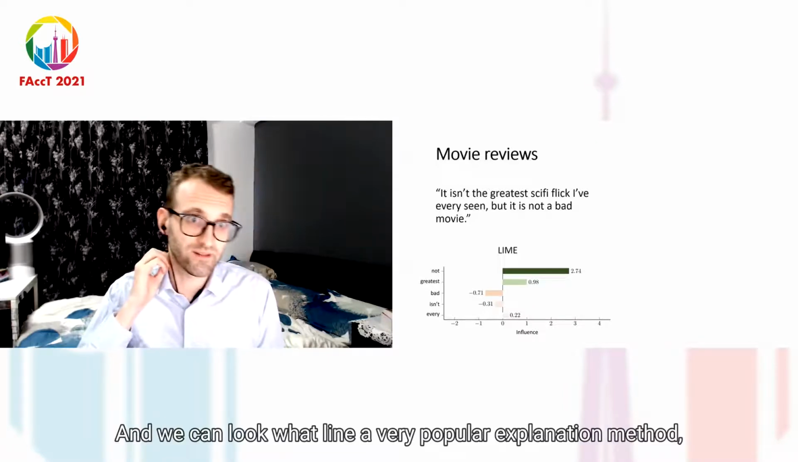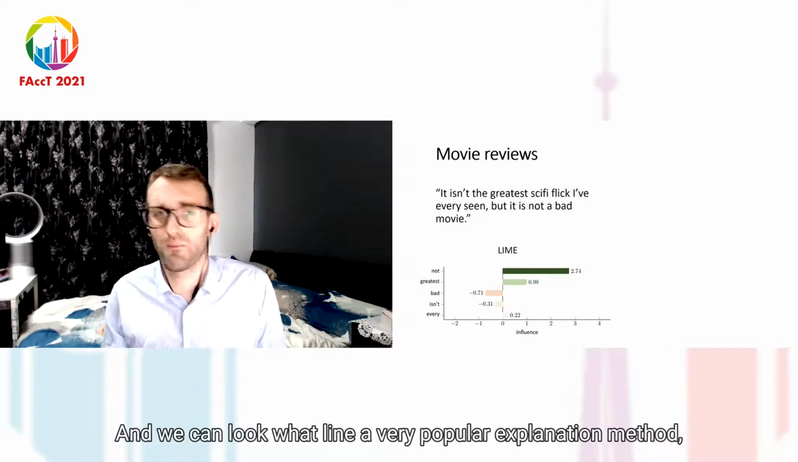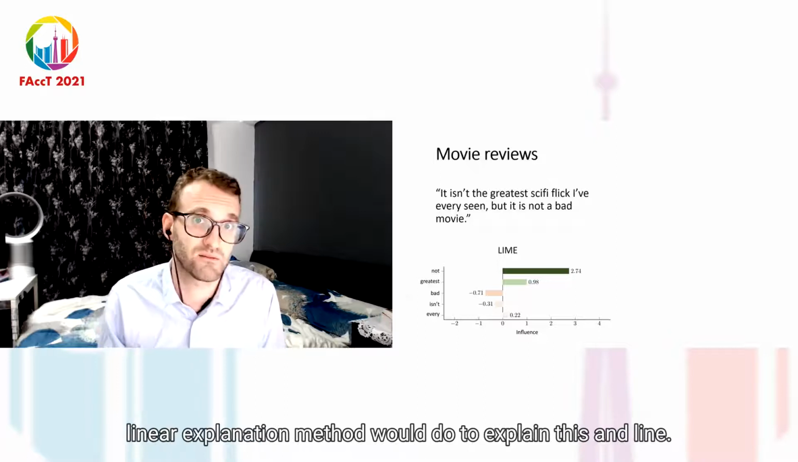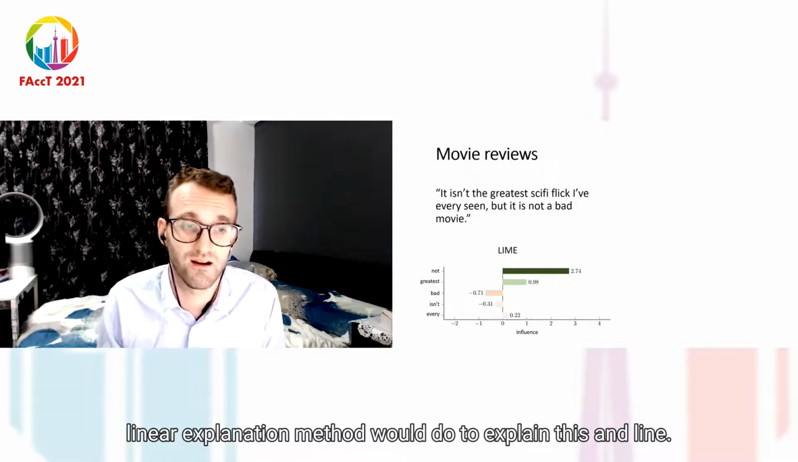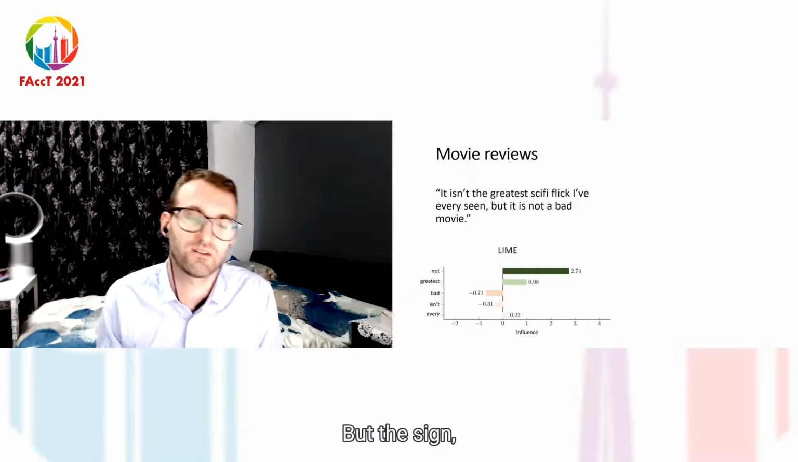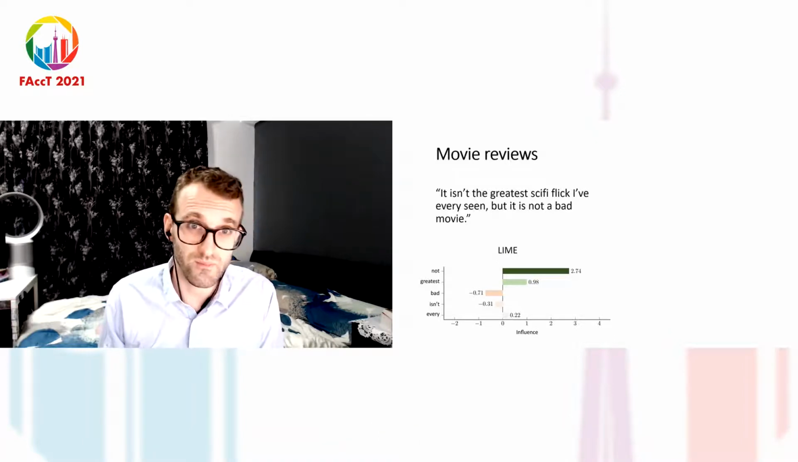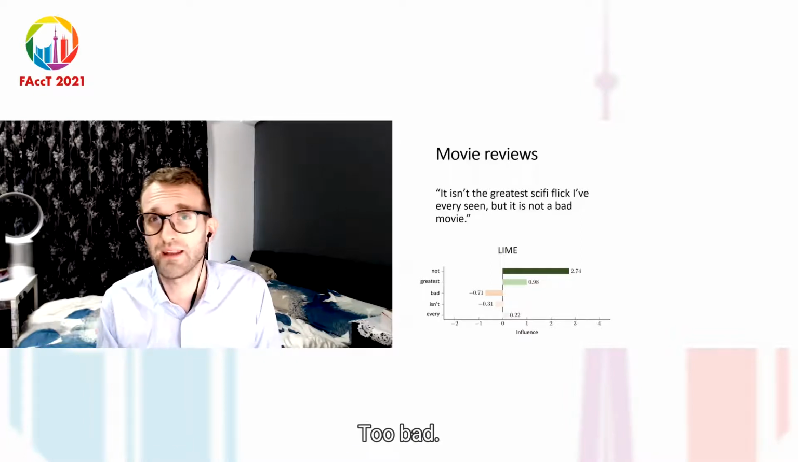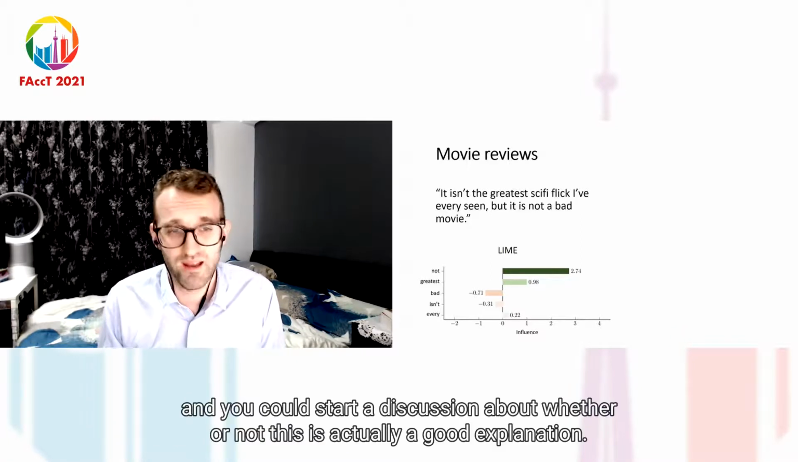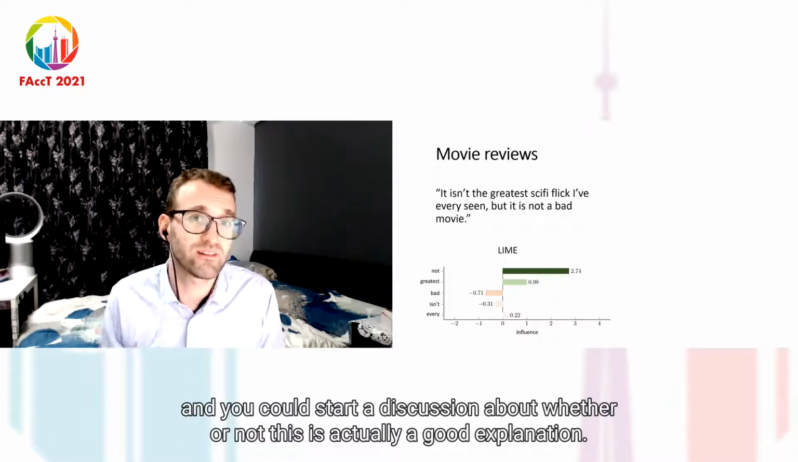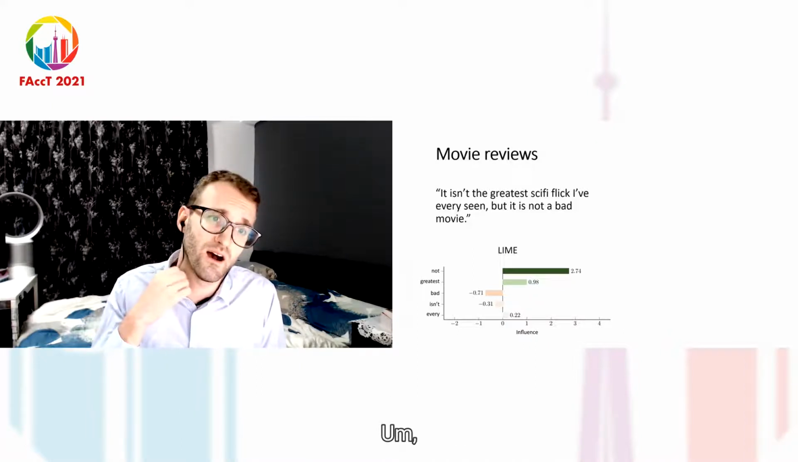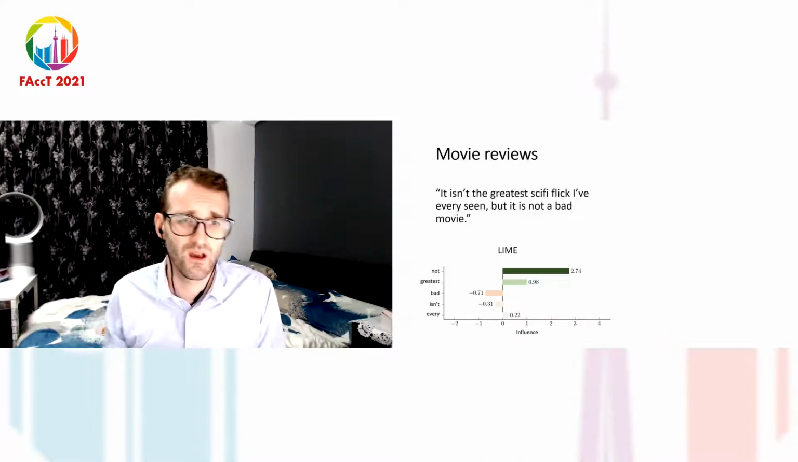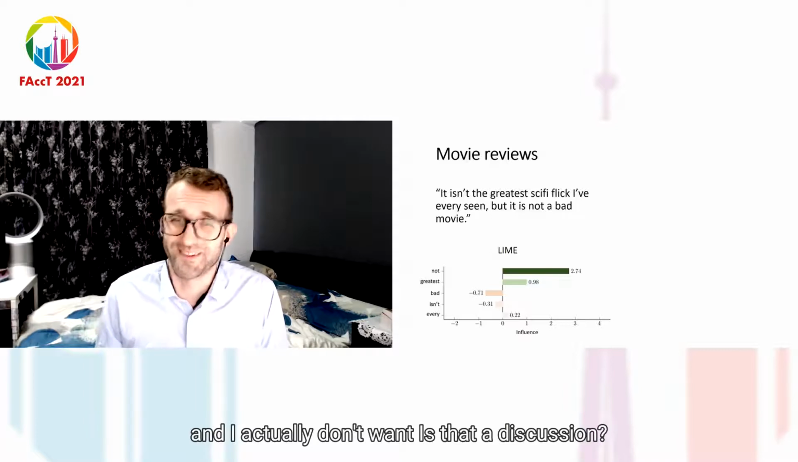And we can look at what LIME, a very popular linear explanation method, would do to explain this. LIME would assign positive influence to "not" and "greatest", and some negative influence to "bad". You could start a discussion on whether or not this is actually a good explanation, and I actually don't want to start that discussion.